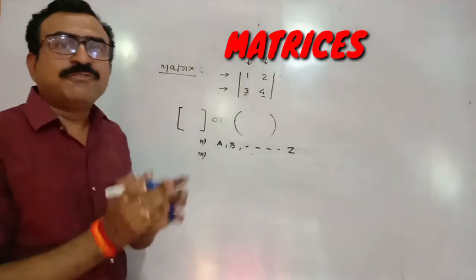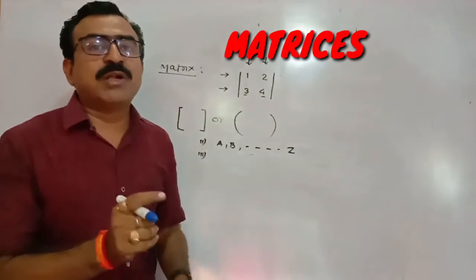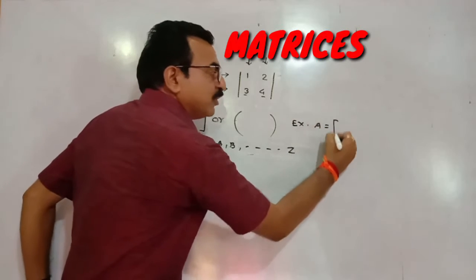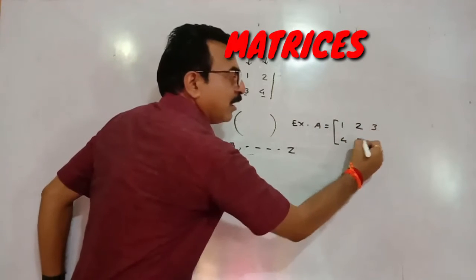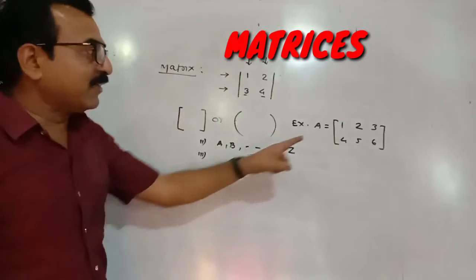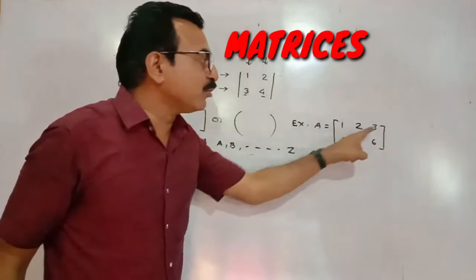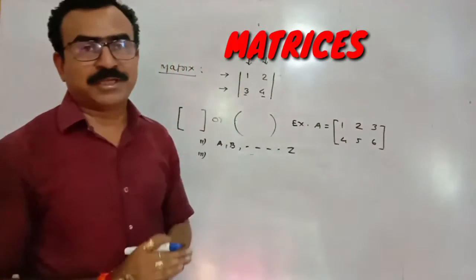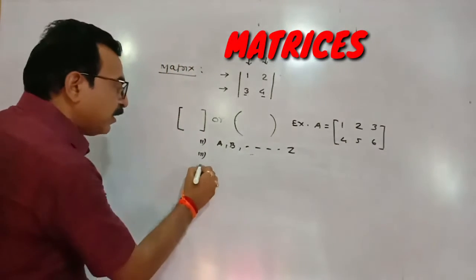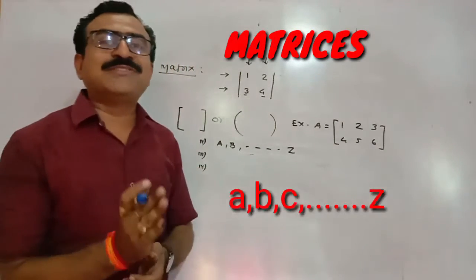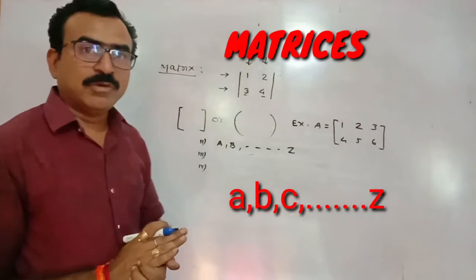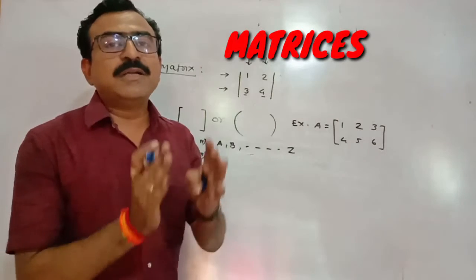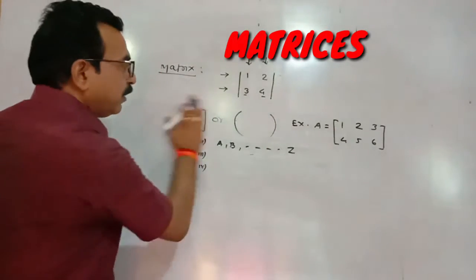The numbers from which the matrix is formed are called elements of the matrix. For example, suppose this is matrix A. Okay? So matrix A is formed from the numbers 1, 2, 3, 4, 5, 6. So these numbers 1, 2, 3, 4, 5, 6 are called elements of the matrix. Understood? And an element of a matrix is always denoted by a small letter, from a to z. Understood? Now let us learn about the position of an element.